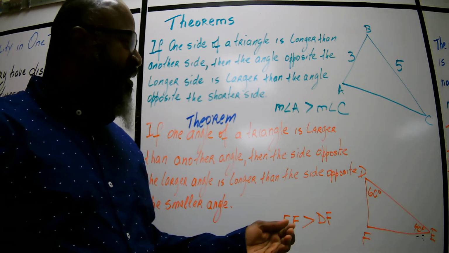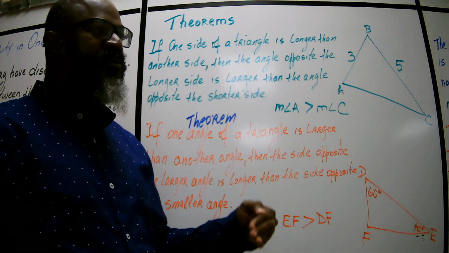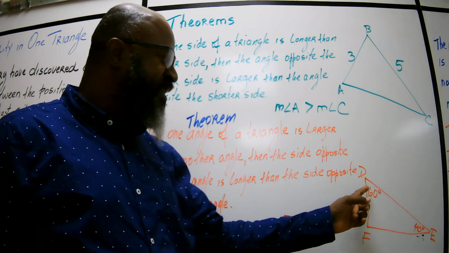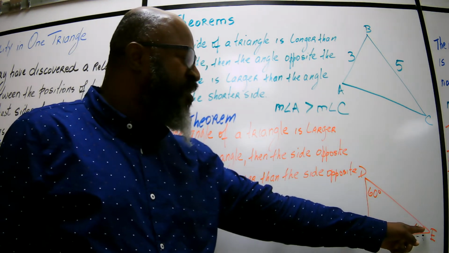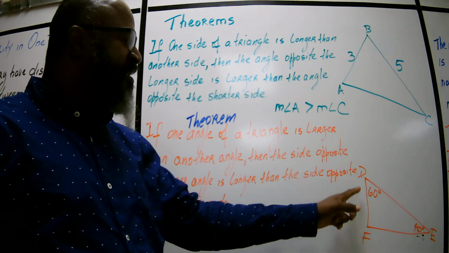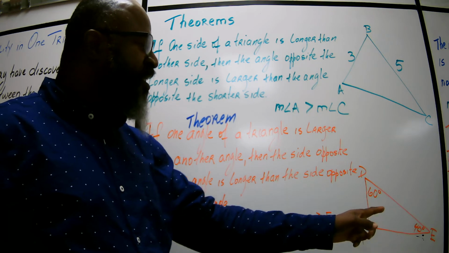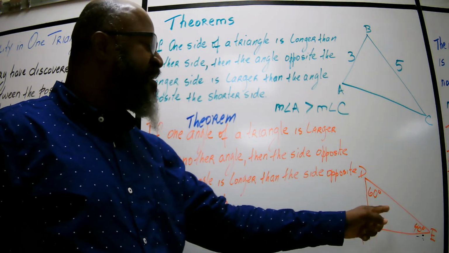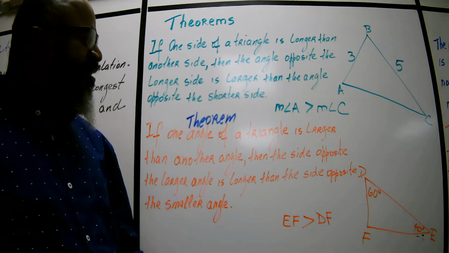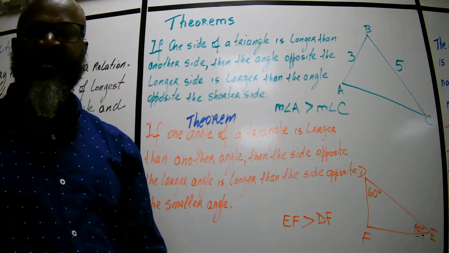So the larger the angle is, the longer the side opposite to it will be. In this case, angle E is smaller than 60. Therefore, since angle E is opposite to DF, DF will be the shortest side. And 60 is greater than 40, so the side that is opposite to it will be greater. Therefore, in this case, EF will be greater than DF.